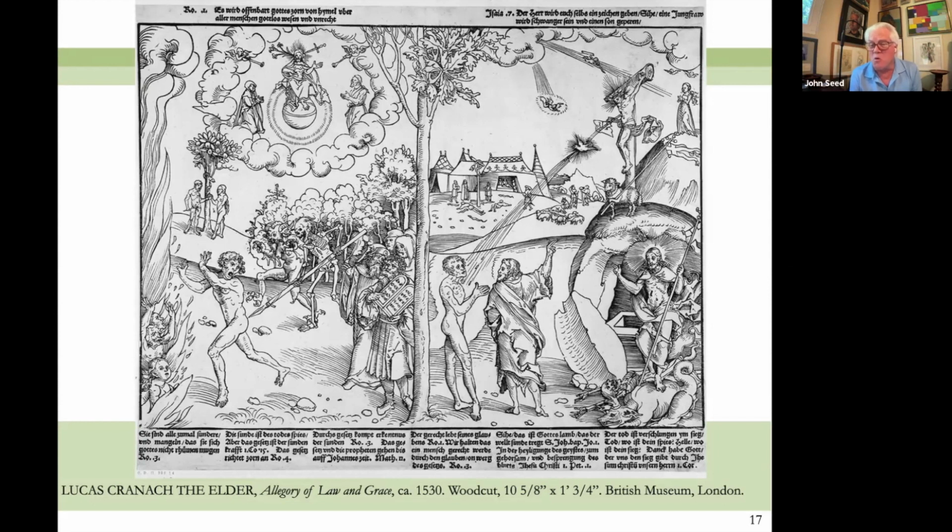Based on this, would you choose to be a Catholic? Would you choose to be a Protestant? I would say that Protestantism looks much better, although you're still naked in this chronic woodcut.